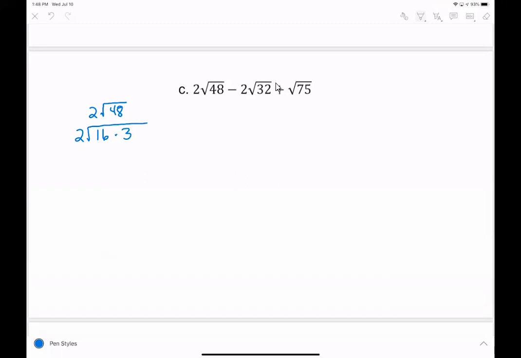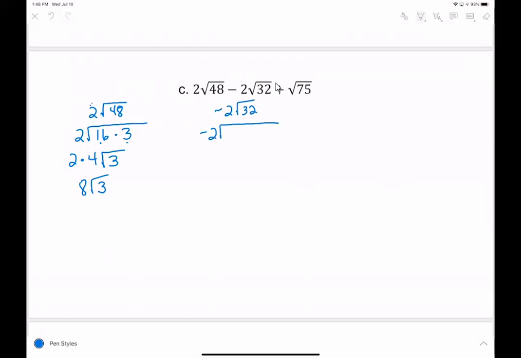Instead of separating it, I'm just going to go ahead and remember the square root of 16 is going to give us a 4, and that 4 is not under the radical anymore. This 3 here will stay under the radical, and then we're going to multiply the 4 to the 2 we had in front from the beginning, and that's going to give us 8 square root of 3. This middle term, we're going to do the same thing. We bring down the negative 2 that's in front.